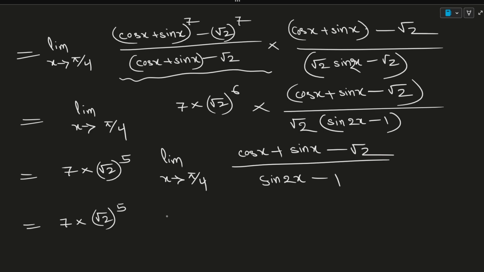So when x tends to pi by 4, what will it be? The numerator will be 1 by root 2 plus 1 by root 2, which is root 2, and root 2 minus root 2 is 0. And when x tends to pi by 4, sin 2x will be 1, so 1 minus 1 will be 0. Now it is in the 0 by 0 format, so I will apply the L'Hospital rule here.